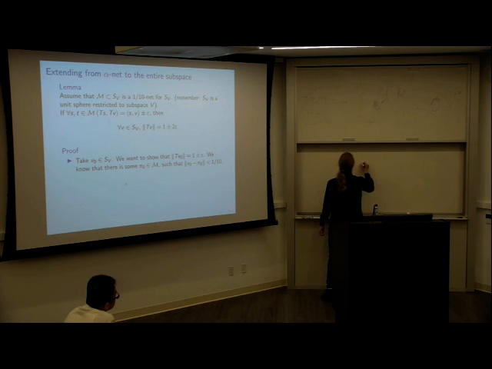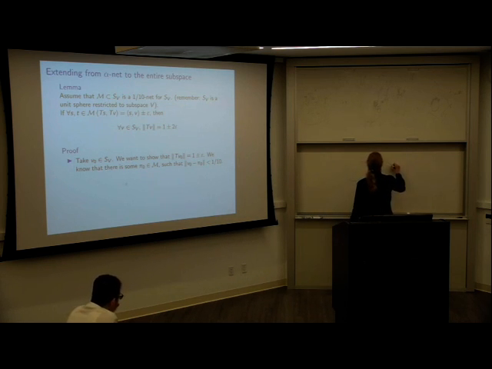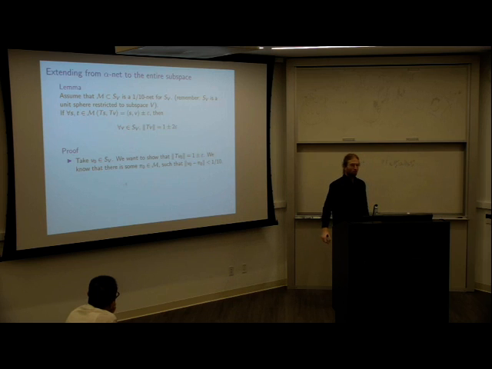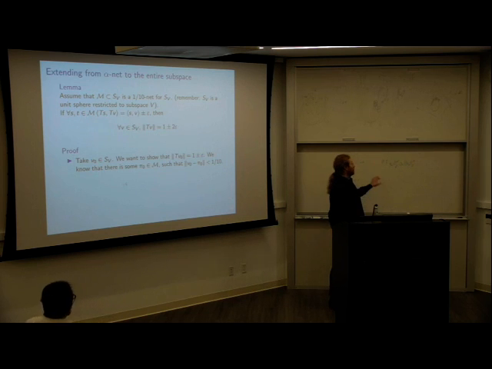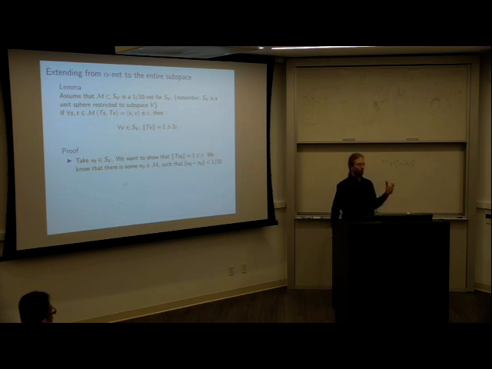So let's take some vector v naught on a sphere, and I want to show that the norm of T v naught squared is close to v naught squared. Well, all I know about my map T is that it behaves well on the points on the net, and I know what a net is.